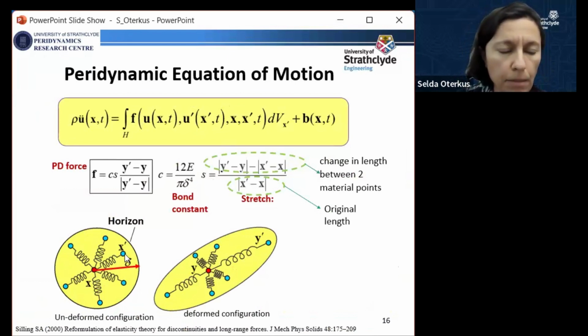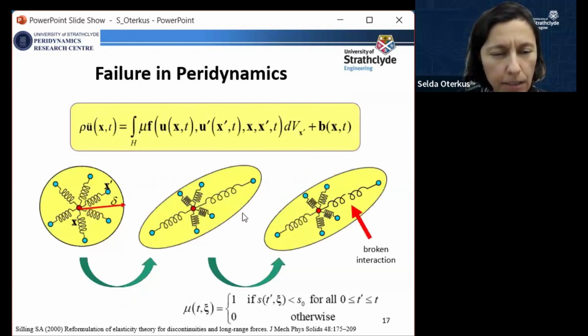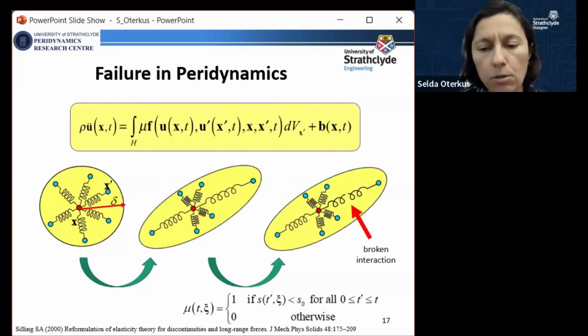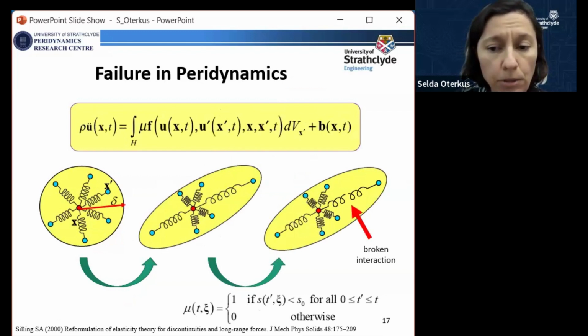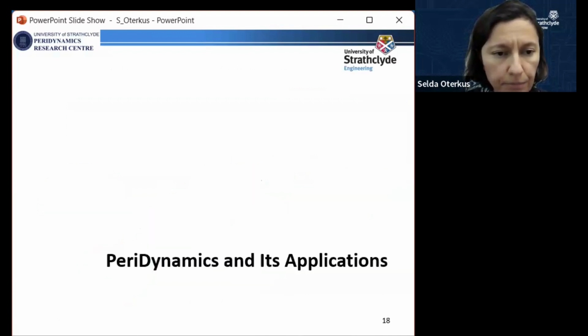So here's just a small representation to get a feel for how the peridynamic theory works. You can assume that the material points are connected with springs, and once this structure is deforming, these springs elongate or contract, and once they exceed a critical value, they are broken. This is how we simply introduce damage into the equation. Since this integral is represented by integration, we keep track of each broken interaction so that we can have a damage profile at the end of the analysis. So this is just the basics of peridynamics.